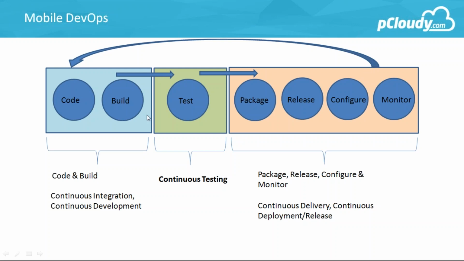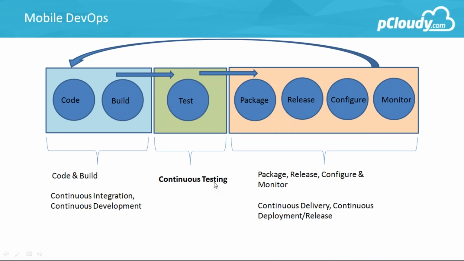This is a feedback loop from where you will be getting the feedback from the market to the development team, so that they can work on that, right? So if you see this particular diagram, we have actually brought in three logical components. The first part is code and build, which we are calling continuous integration, and the last part, starting from packaging, releasing, configuring, and monitoring, is the continuous delivery. And the middle part, which is about the testing, is something which we are calling continuous testing.